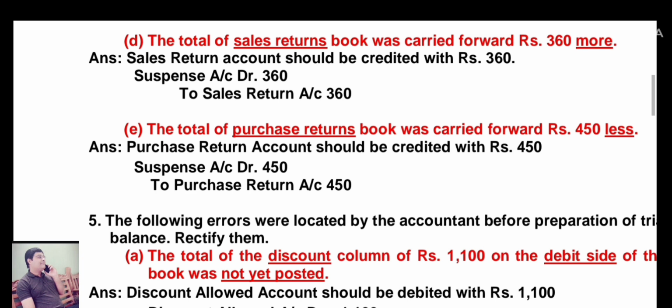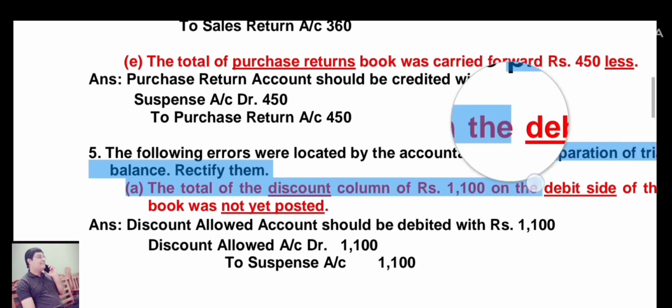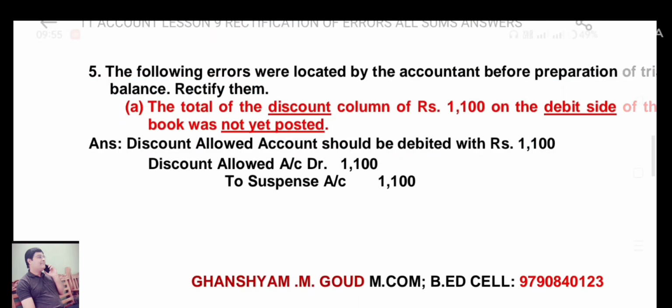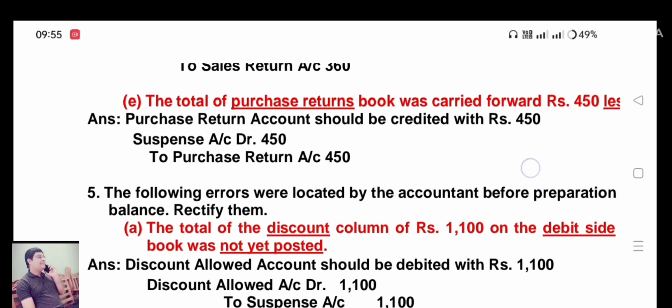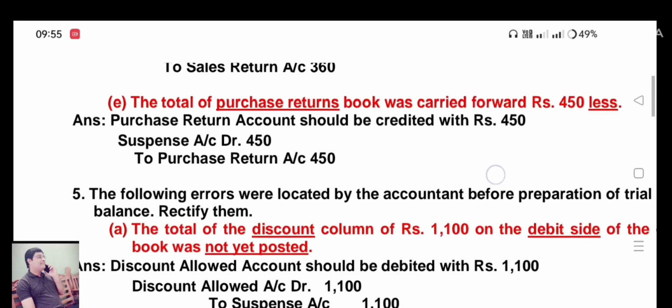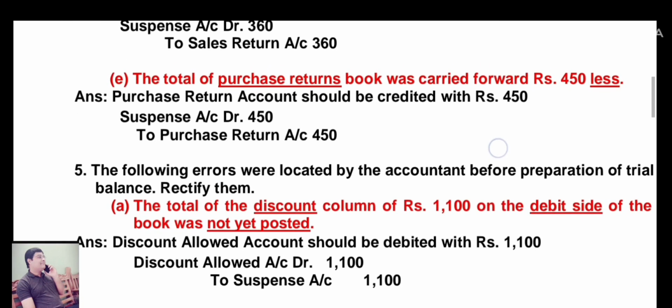Next question, that is E. The total of purchase return book was carried forward rupees 450 less. Answer, purchase return account should be credited with rupees 450. Less means under cost. Under cost means same. So purchase return is a credit balance. So purchase return account should be credited with rupees 450. Rectify entry is suspense account debit to purchase return account.